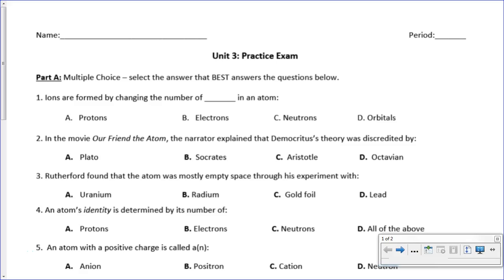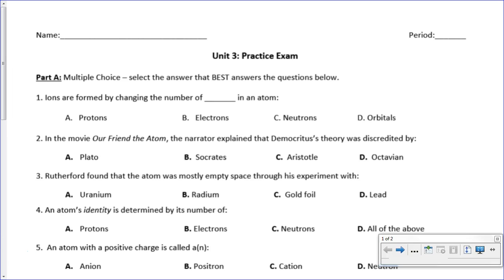Hello, in this video I'm going to be going through the Unit 3 practice exam, which is all about the atom. So the things that you need to be familiar with, look through the history of the atom, make sure you know the different models and the different scientists and all of those things. Additionally, you need to be familiar with the subatomic particles, which include the protons, the neutrons, and the electrons, and how those work in terms of isotopes and ions and things like that.